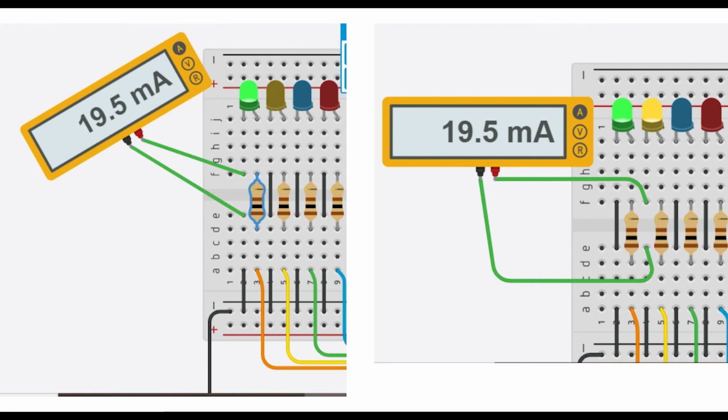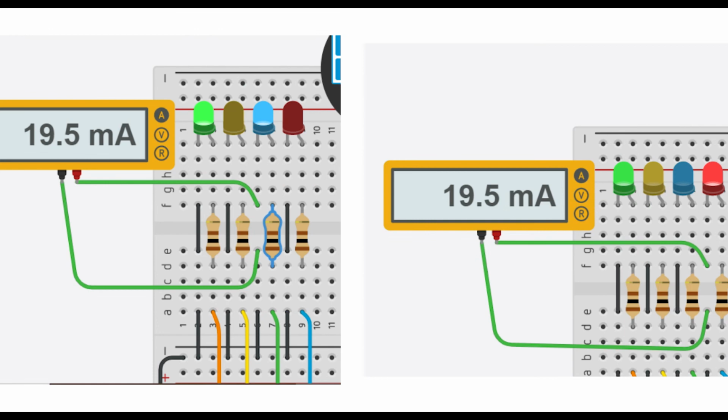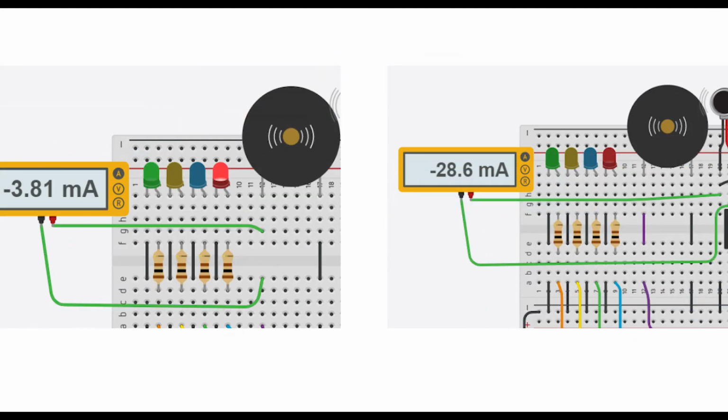These are the corresponding current readings for each of the LEDs. Each of them has 19.5 milliamperes of current passing through it, while this piezo speaker has a 3.81 milliampere current consumption, and the vibration motor has a 28.6 milliampere current consumption.